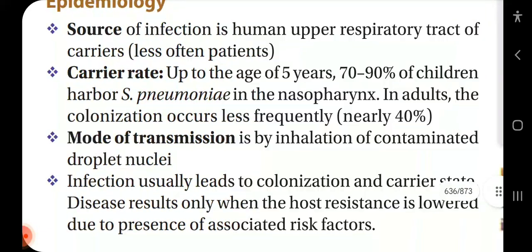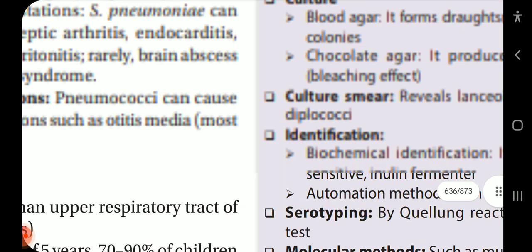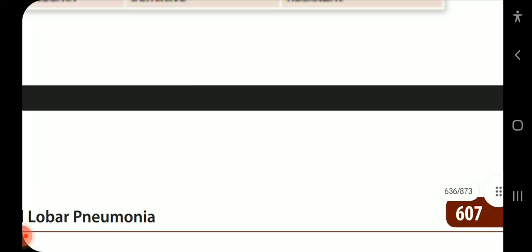Epidemiology: the source of infection is the upper respiratory tract of carriers, less often the patients. Carrier rate: up to the age of 5 years, 70 to 90% of children harbor Streptococcus pneumoniae in the nasopharynx. In adults, colonization occurs less frequently, nearly 40%. The mode of transmission is by inhalation of contaminated droplet nuclei. Infection usually leads to colonization and a carrier state. Disease results only when the host resistance is lowered due to the presence of associated risk factors.